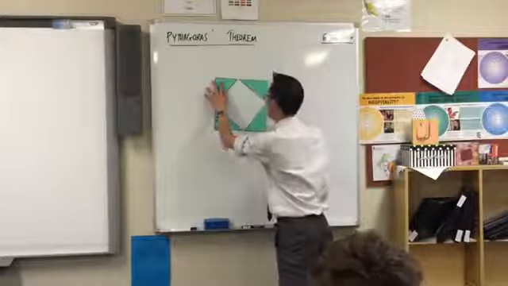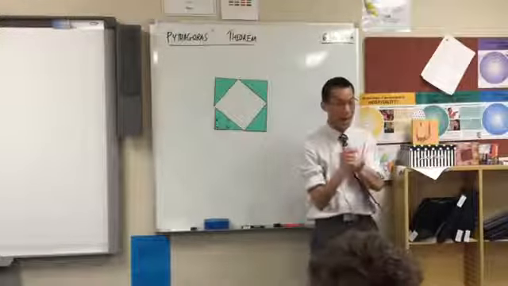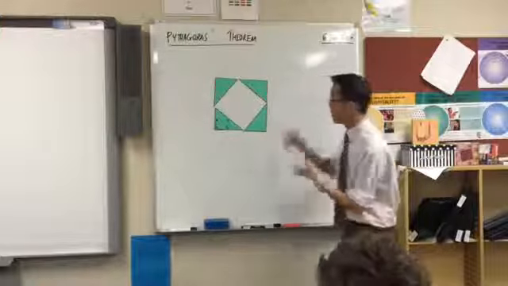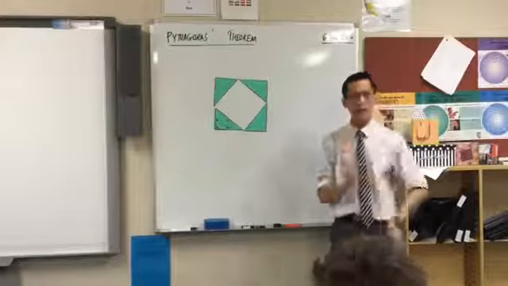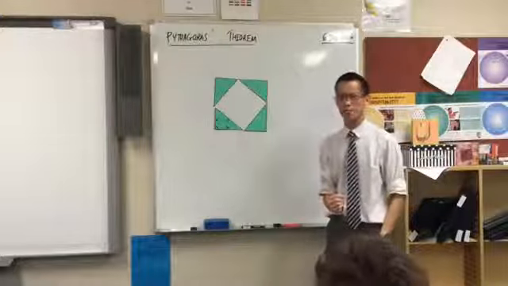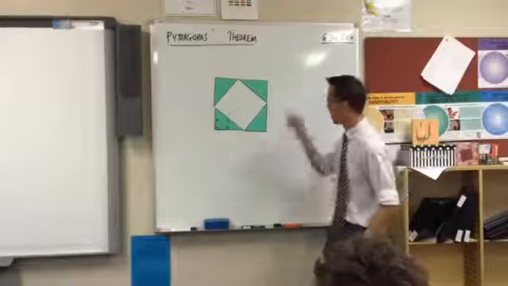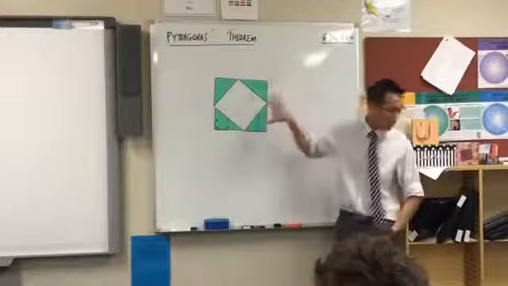Perfect. Okay, now, I want you to look closely at the shape that I just made. By putting these 4 triangles together, I've actually made 2 new shapes. Can you see both of them there? There's one that's big all the way around. What kind of shape is that?